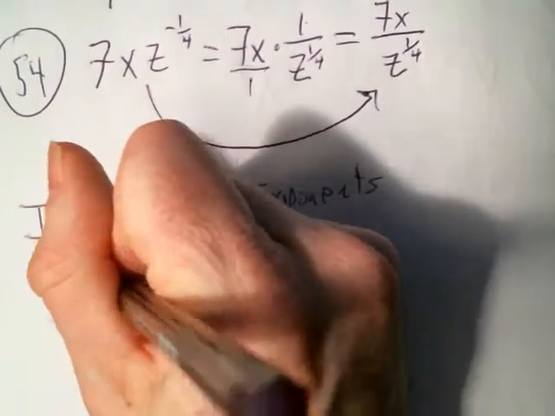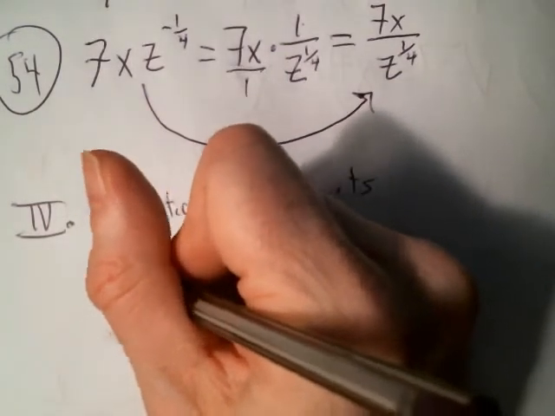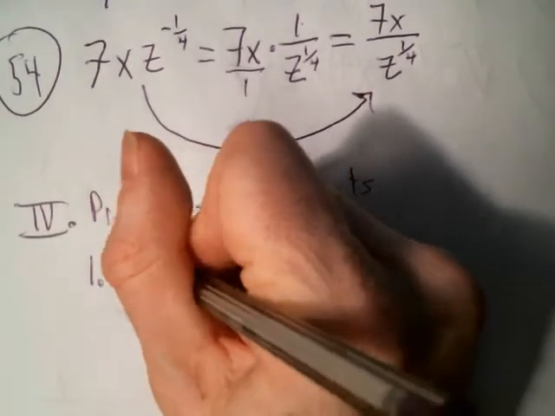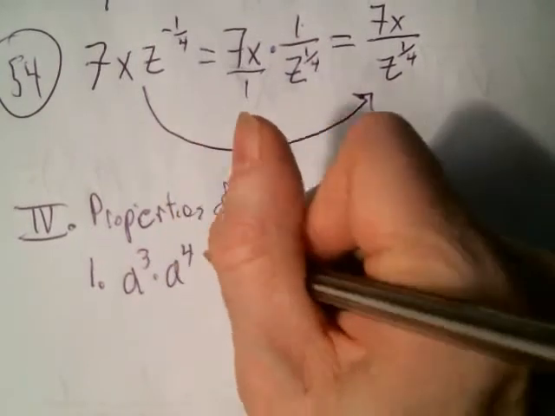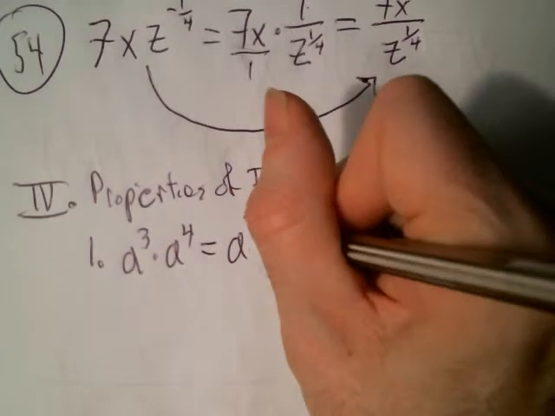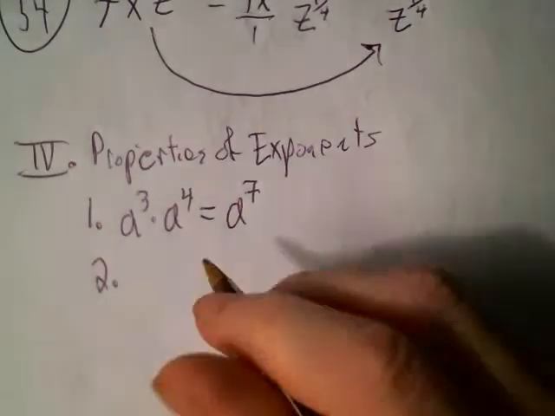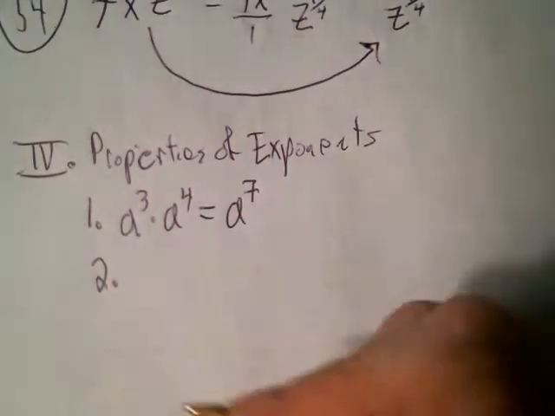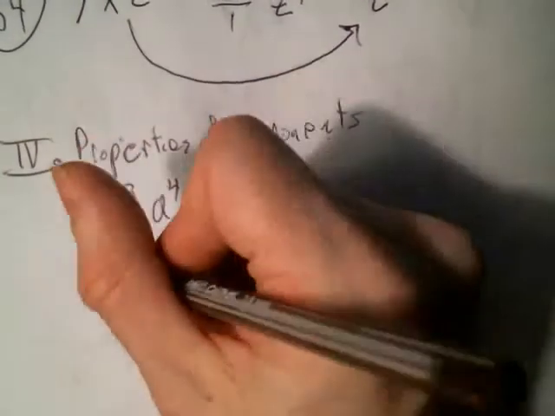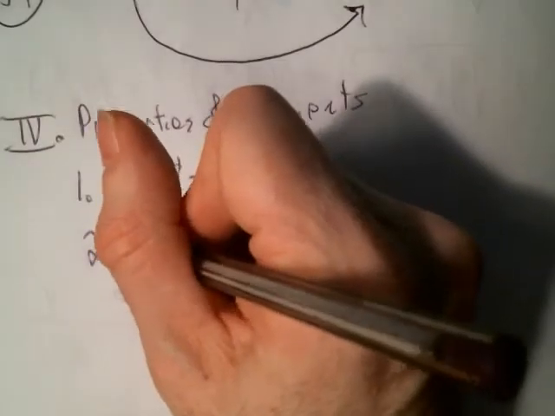So what am I talking about? Well, the first one: if you have the same base, like you're trying to multiply a cubed times a to the fourth, you have to add the exponents. So it'd be a to the 3 plus 4, which is 7. Okay, so I'm just going to show you examples. In the book, they'll give you a bunch of generalized statements with variables.